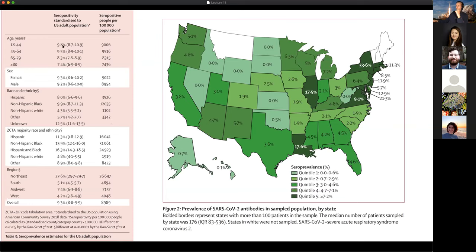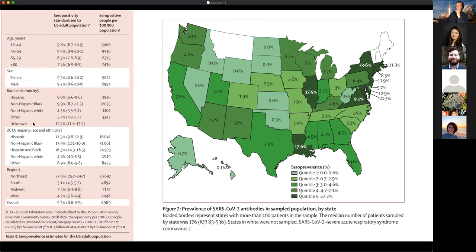And then you have 9.8% for 18 to 44, which translates to 9,000 out of 100,000, obviously, because it's 9.8%. Standardized to the US population. This is the raw number, and this is the recounted based on their sampling. You always do the standardization to make sure that the populations are comparable between different regions that might have different compositions of ages. Then there's no difference between men and women, 9.3.